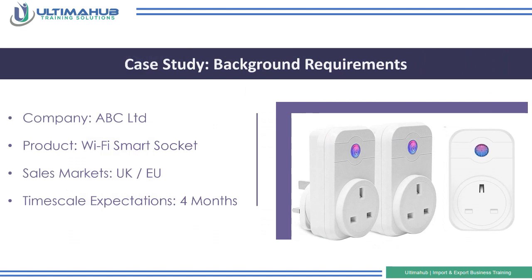But this is what we're going to be looking at today, and so moving on, here's a background of the company requirements. This is as it came in. We're not going to give the company name, obviously, so we're just calling them ABC Ltd. It's a Wi-Fi smart socket. Their target market was UK, EU.